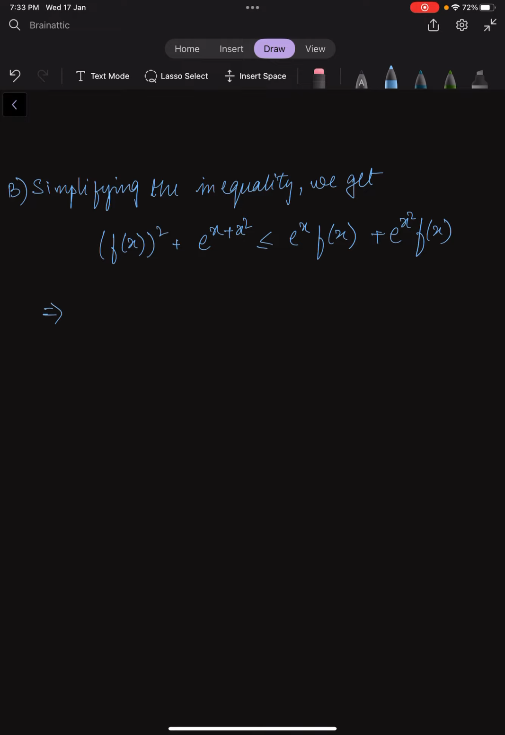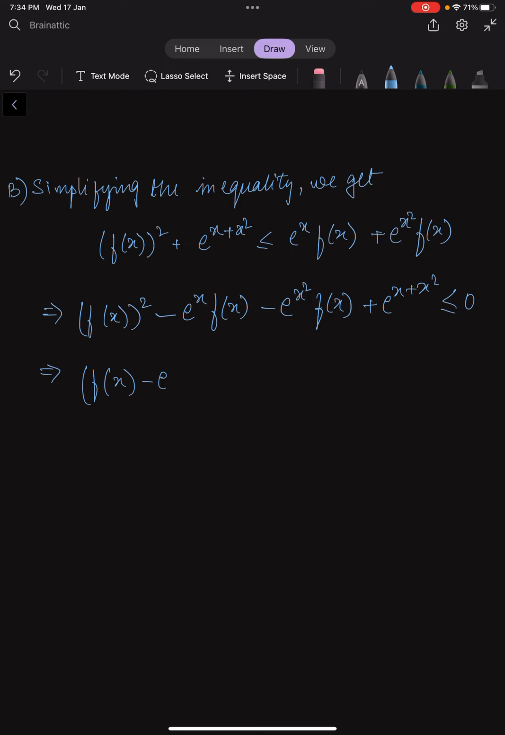Now this we can rewrite as minus e^x f(x) minus e^(2x) f(x) plus e^x + x² is less than or equal to 0. Now we'll take the terms common, and by factorization we'll land up with (f(x) minus e^x) into (f(x) minus e^(x²)) is less than or equal to 0.